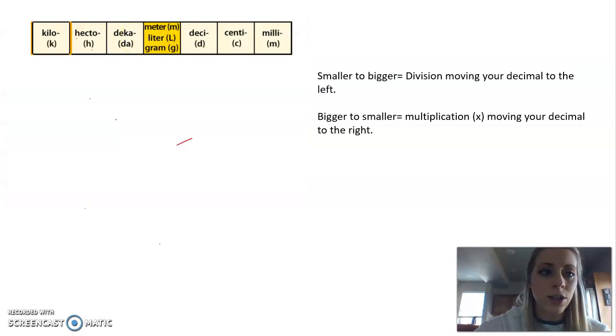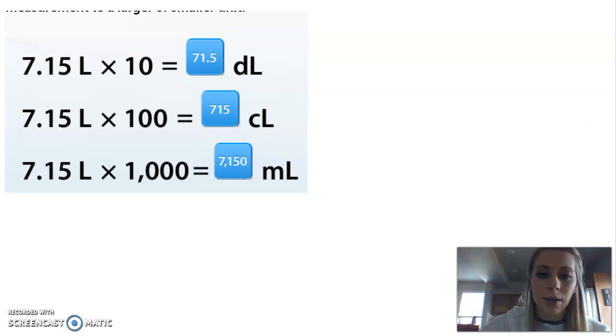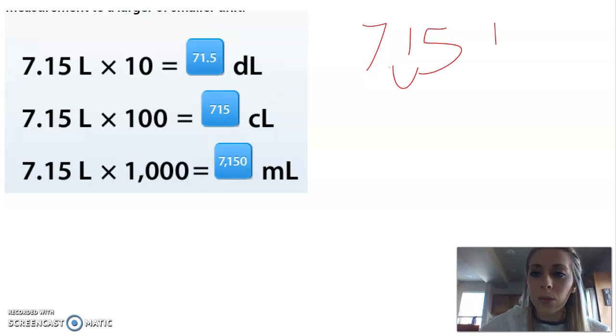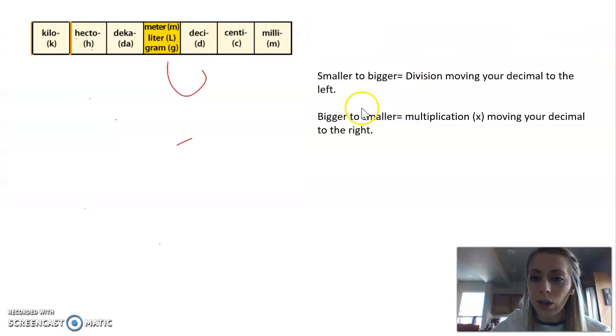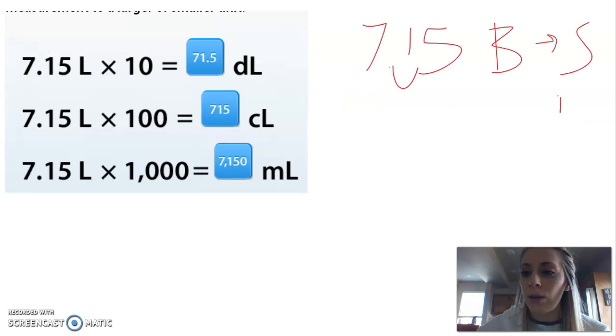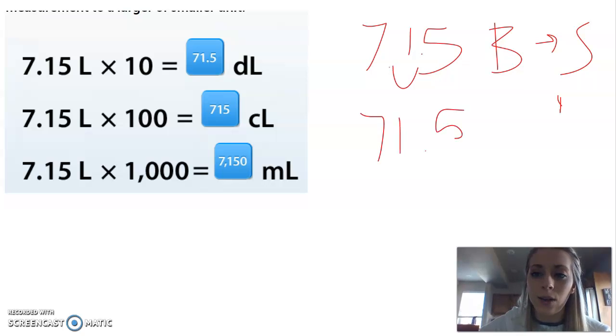So I need to point to liters. We are going to deciliters, 1 loop, okay? So I come back here. I take my 7.15. We did 1 loop because we're going bigger to smaller. That means we're looping to the right. Okay, so we get 71.5 because I replaced that new decimal.